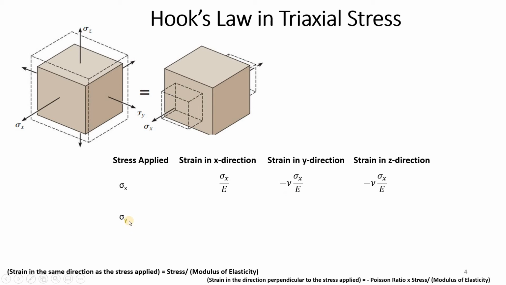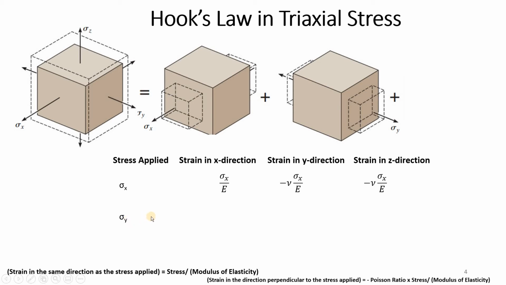So what next? Consider sigma y. When you consider sigma y only acting on the element like this, then the strain in the same direction as the stress applied, which would be strain in y direction this time, would be equal to sigma y over E. And in the other two directions, x and z, the strain would be given by this formula: minus Poisson ratio times stress over modulus of elasticity.